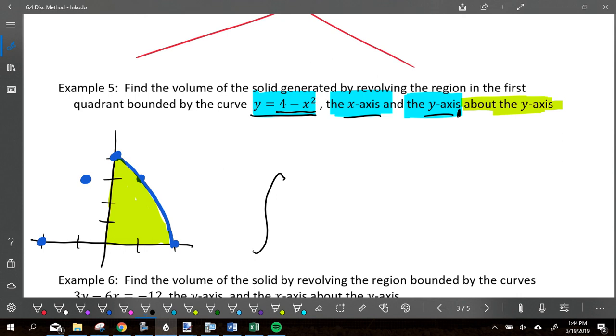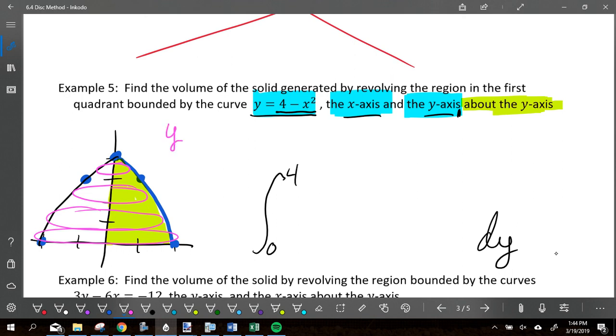Show me with your fingers, what are your bounds going to be from? From when to when are you going to bound this thing? 0 to 4 because I'm revolving around the y-axis. Is this a dx or a dy problem? Dy, because you're revolving it this way. And so your circles are going like this. You had these circles stacked from 0 to 4. It's going that direction.